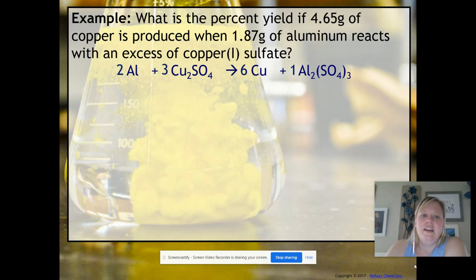So I'm going to start balancing it. And we end up with 2 aluminums, 3 coppers, 1 sulfate, 6 coppers, and then 1 aluminum sulfate as our product. So, all right, now we have it balanced. Now we can go on to what we need to do.